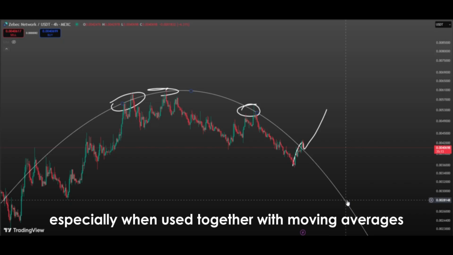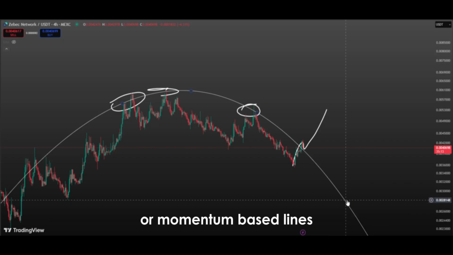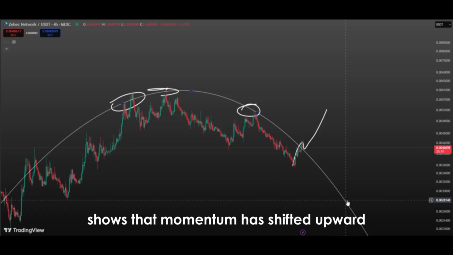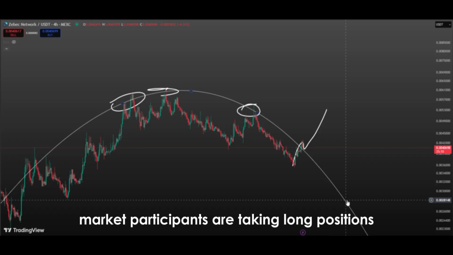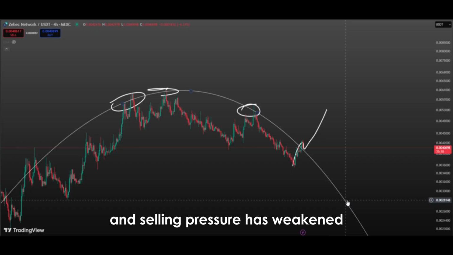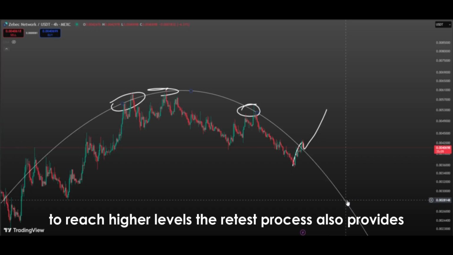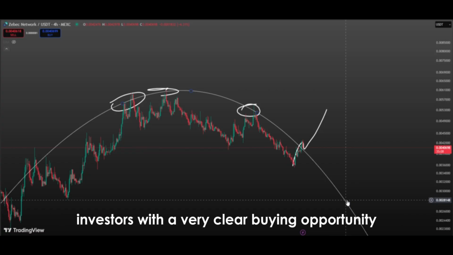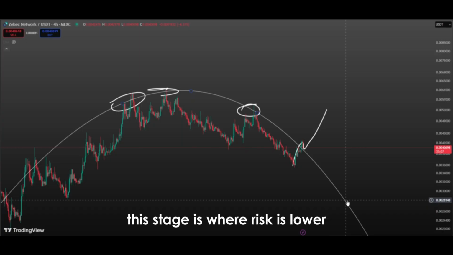Curves, especially when used together with moving averages or momentum-based lines, are very powerful trend-defining tools. The price moving above this curve shows that momentum has shifted upward, market participants are taking long positions, and selling pressure has weakened. This makes it possible for the price to reach higher levels. The retest process also provides investors with a very clear buying opportunity. This stage is where risk is lower but potential is higher.